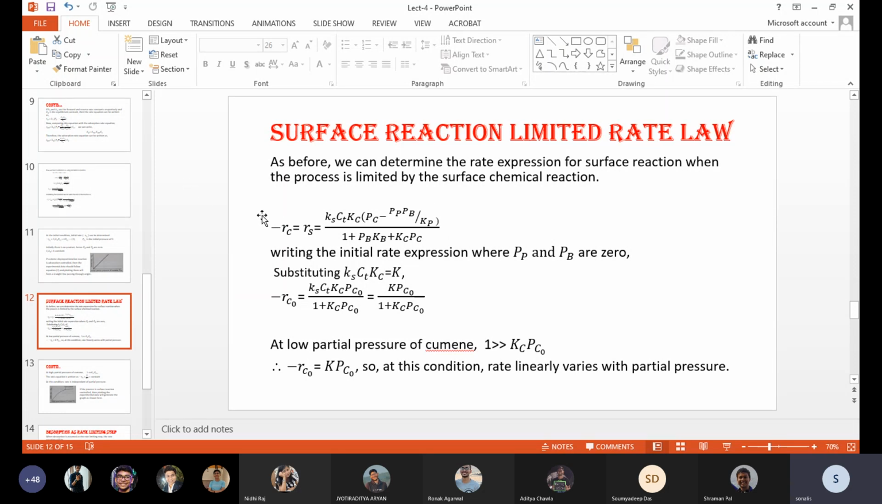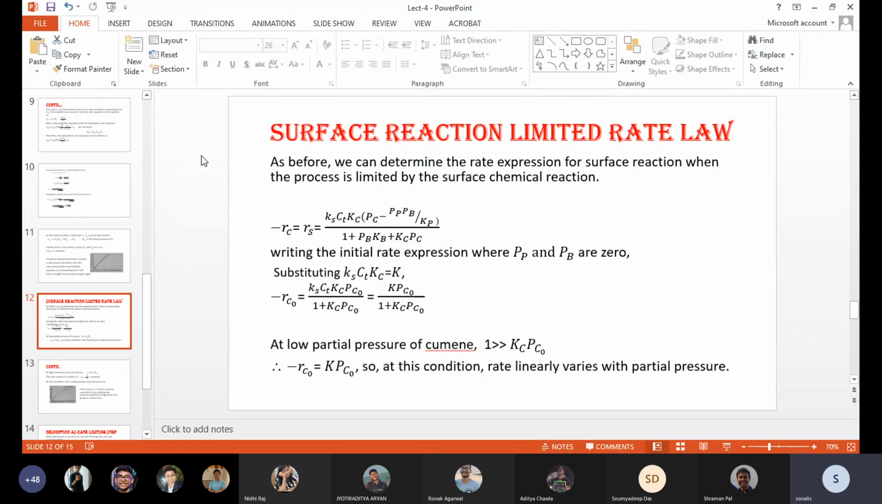Similarly, if we write step by step the expressions of the different steps, which are adsorption, surface reaction, and desorption, and consider the surface reaction as the rate limiting step, in that case we get this expression. How? In the similar way, minus Rc, which is the overall rate of the reaction, is equal to the rate of adsorption, equal to the rate of surface reaction, equal to the rate of desorption at steady state. Now, as the rates are equal, we can write the rates.